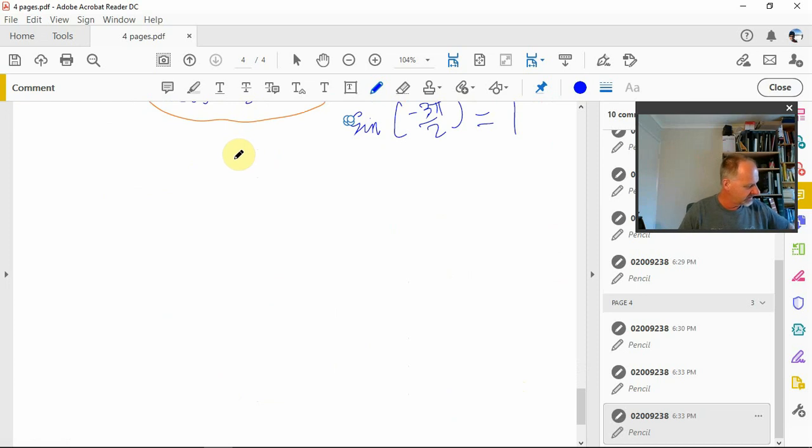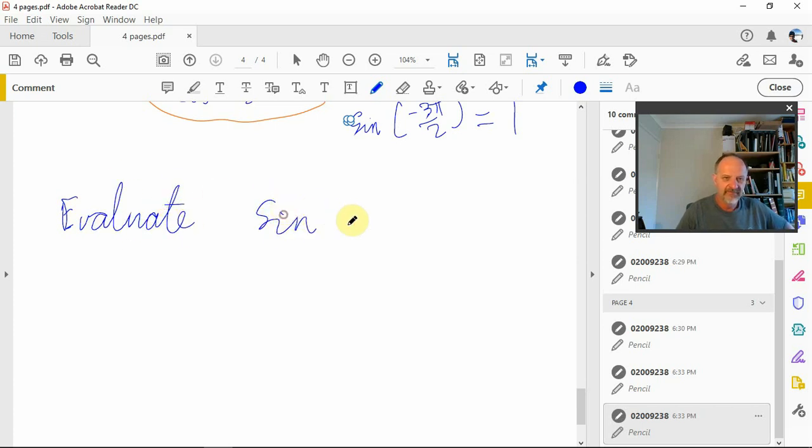So let's say do this. Evaluate the sine of 1.9. Now, I mentioned before, sometimes you see the radian sign, sometimes you don't. And so the convention that's usually followed here in Australia is to not write it. So if you see something like this with no sign there, it's in radians.